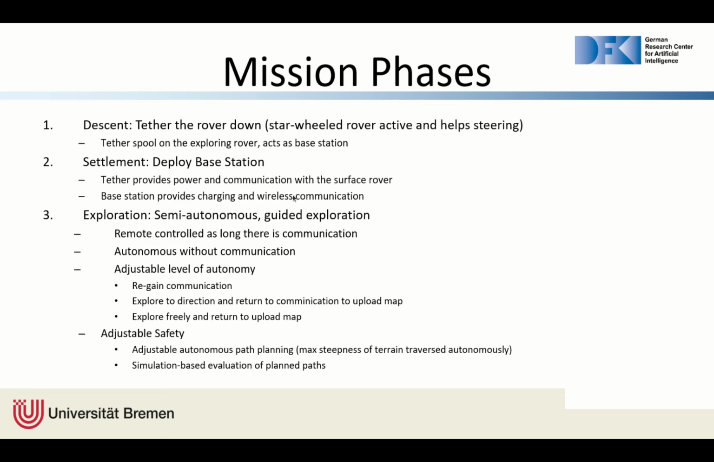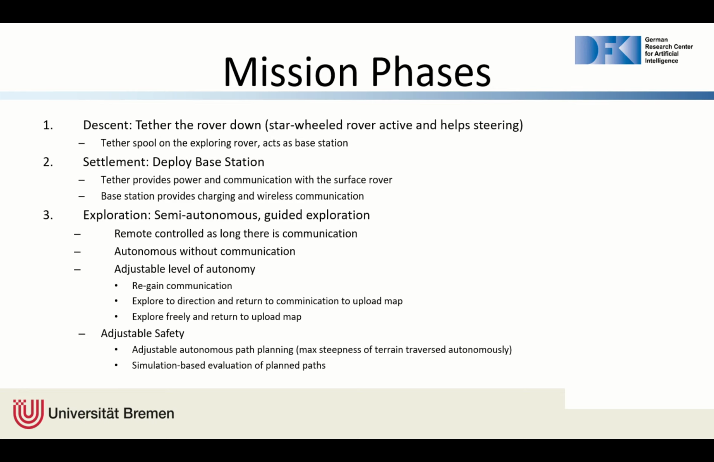also of the cave. In the first phase, we can remote control the robot as long as there's direct wireless communication with Earth. And later we expect the communication to be dropped or shadowed by rocks or corners in the cave or any other means. So we expect to lose communication at some point, and therefore we have adjustable levels of autonomy. So the first level would just be regain communication once it's lost, so the robot would plan a path back to a place where the communication was last detected.